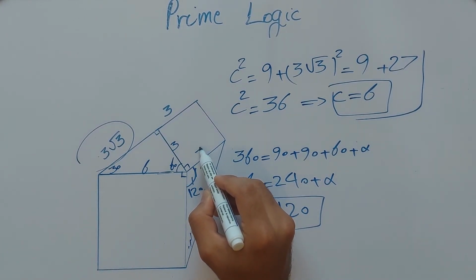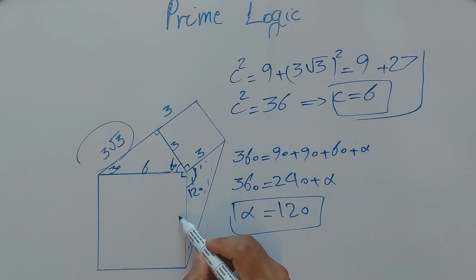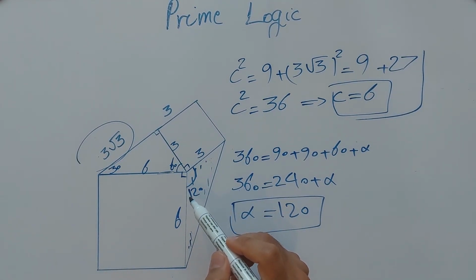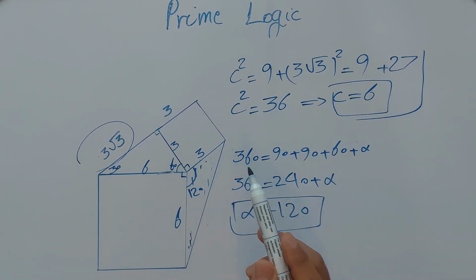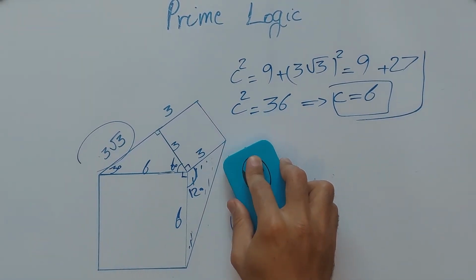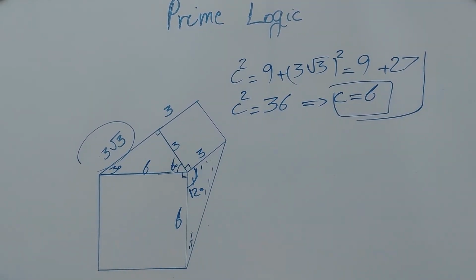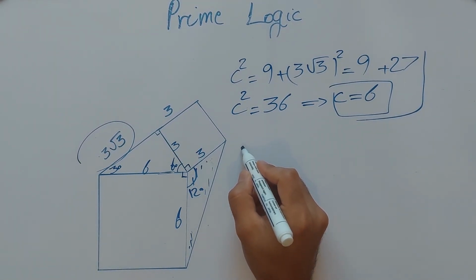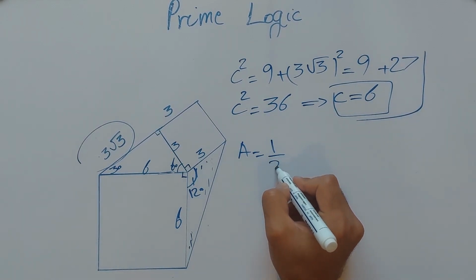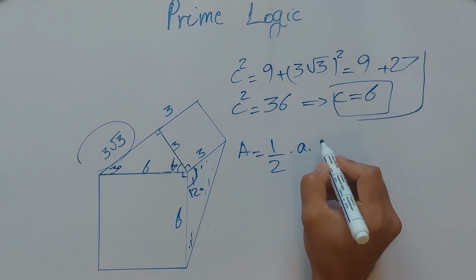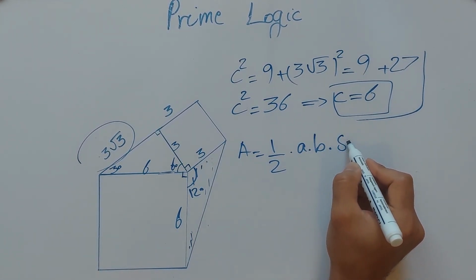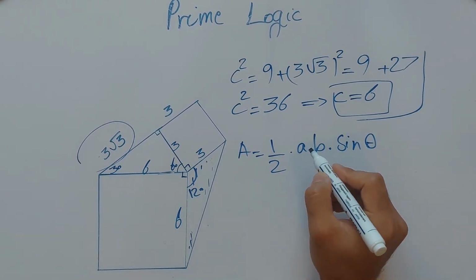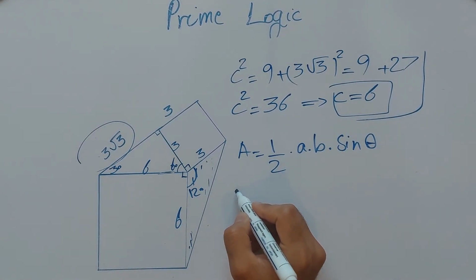And we know that this is a square, so this side is 3, and also this is a square, so this side is also 6. So we have two sides of a triangle and the angle between these two sides. So what is the correct approach to finding the area of a triangle using two sides and the angle between? That's using the sine formula. The area equals 1/2 times a times b times sine theta, or the sine of the angle between them.